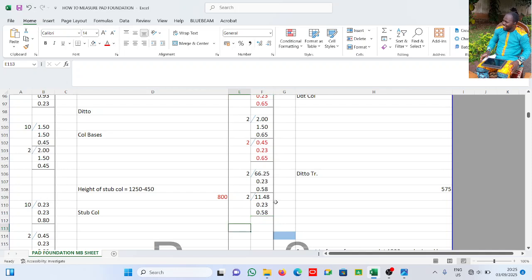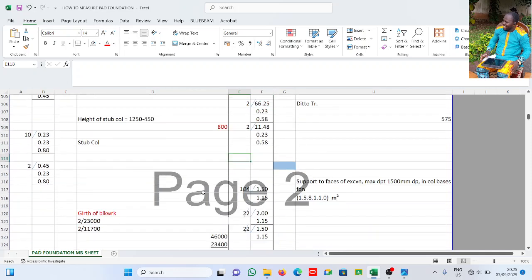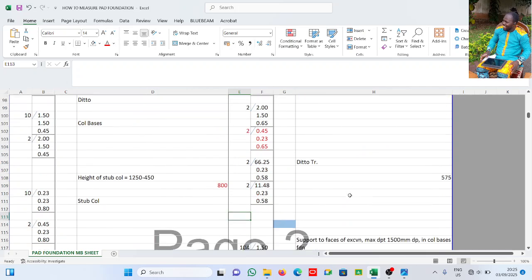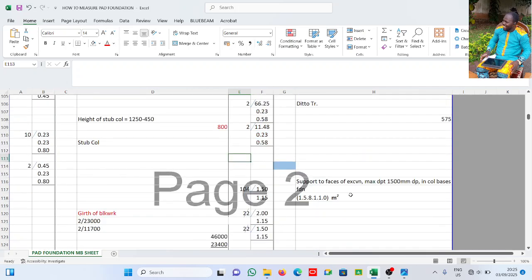Alright, so this is basically what we have for the backfilling and the cart away. It's taking time, man. Now, the earthwork support to the phases of excavation, especially when you're working in a place where the soil bearing capacity is low and you are seeing that there might be collapse. You need to provide for earthwork support, right?